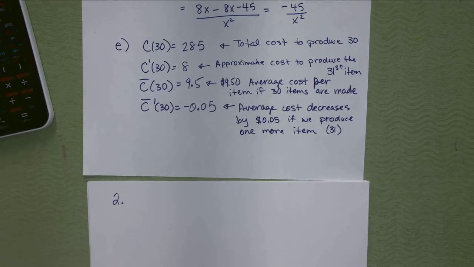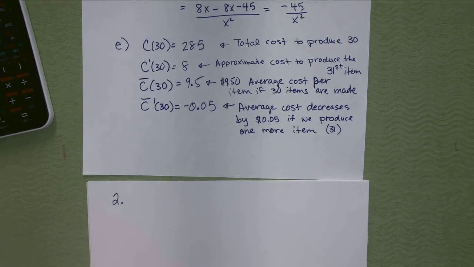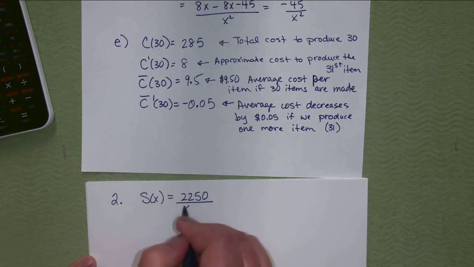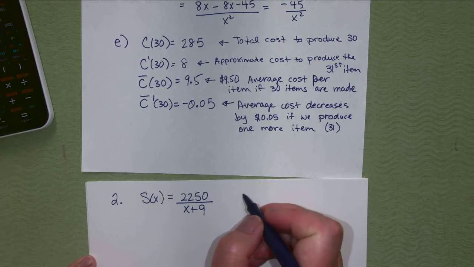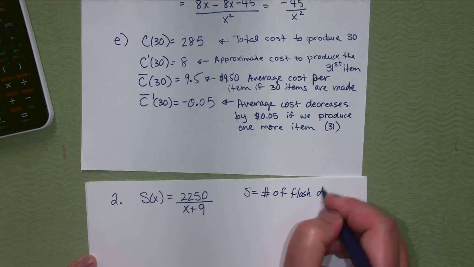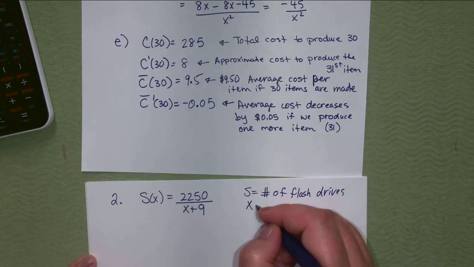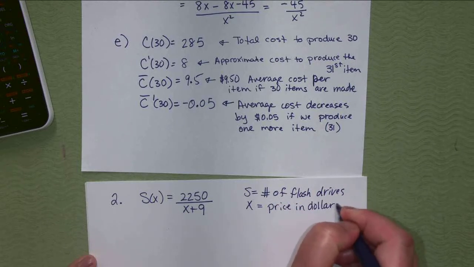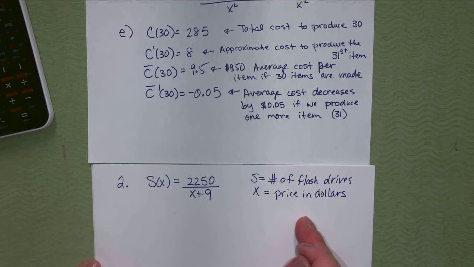Okay, number 2. The manager of an electronics store estimates that the number of flash drives that they will sell at a price of X dollars is given. So what is this? The S is the number of flash drives or items, and X is the price in dollars. You don't need to write that down as part of your answer, but I always write it down to get the idea of what it means in my head, so that when I answer a question, I can say what that number represents.